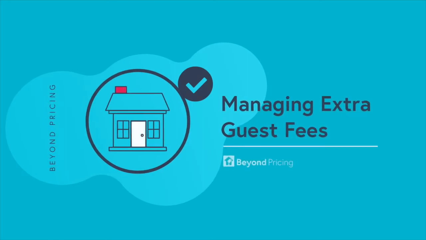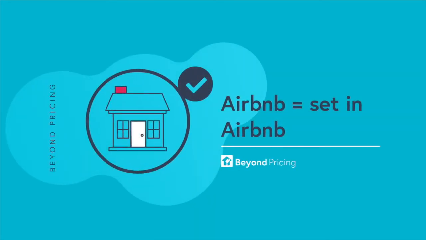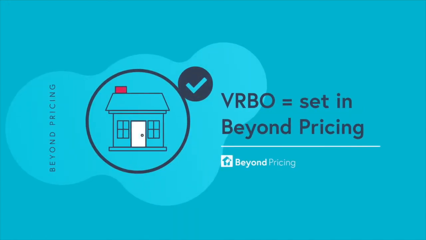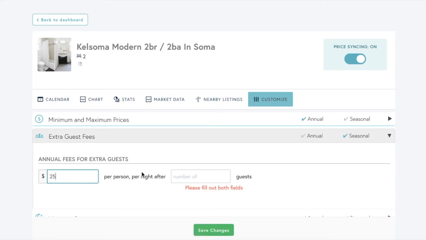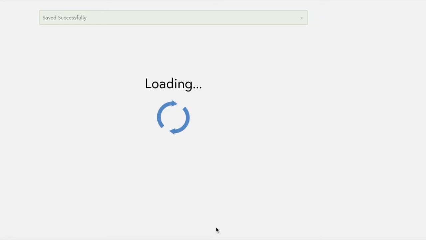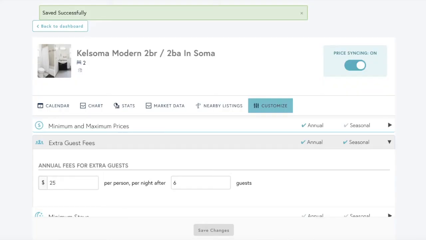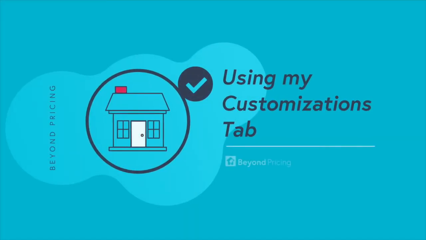Quick tip for managing extra guest fees. If you use extra guest fees for your Airbnb listing, you can continue to set them in Airbnb. If you use extra guest fees for your listing on VRBO, you must set them in the Customize tab of your listing in Beyond Pricing. It's easy. Simply set the amount you wish to charge for each extra guest, and after how many guests you want the fee to kick in, and hit Save. We will then push this information to VRBO. For more information on customizations, check out our video using my Customizations tab.